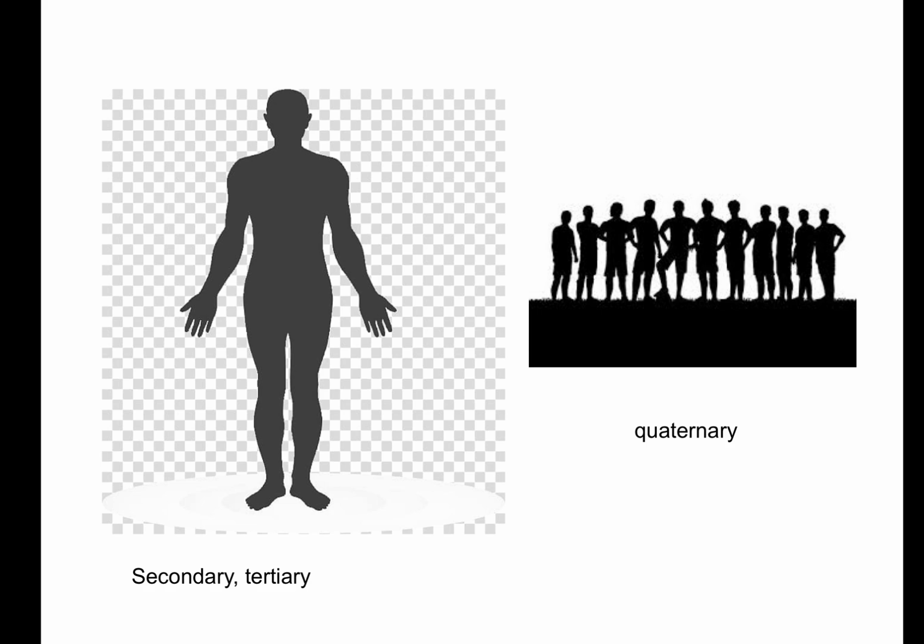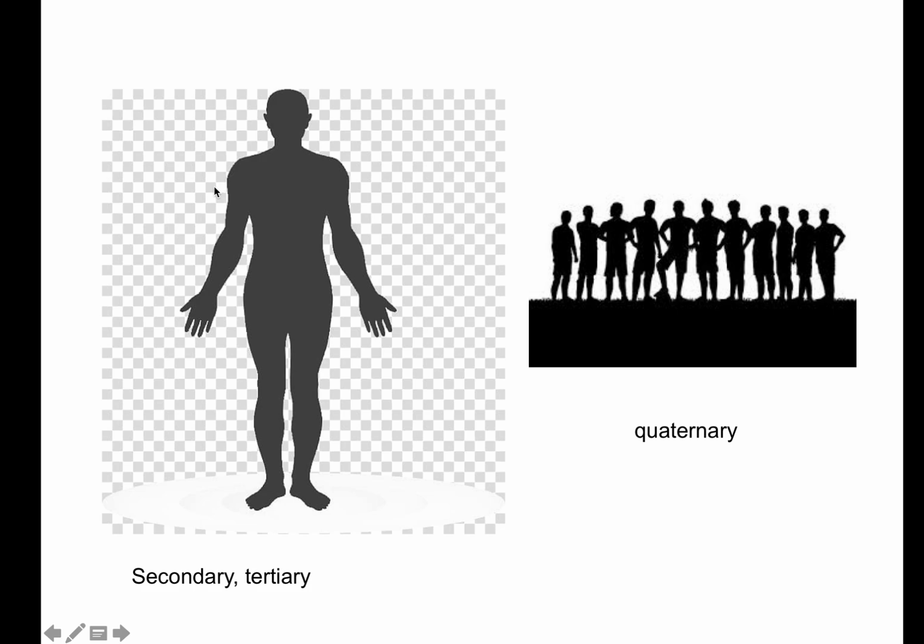So one way to think about secondary structure, if you think of just a human outline, and it folds up into this 3D shape that looks like this person, local structure within this 3D shape would be secondary structure.